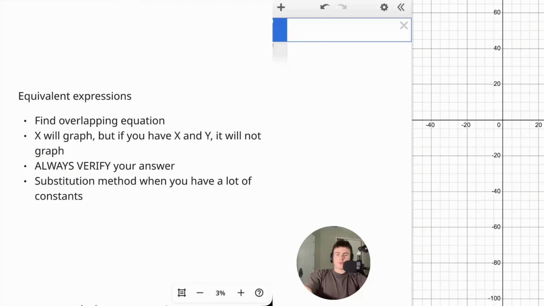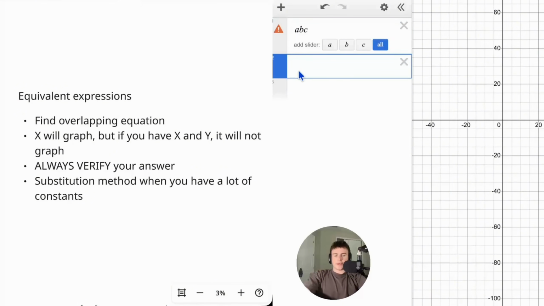Now, lastly, substitution method if you have a lot of constants. For example, if you have A, B, and C, then you might use sliders, because you're probably not going to use X and Y when you have 3 constants. So you're probably going to do some sort of substitution or sliders, okay? General rule of thumb. For example, let's say you have A, B, C, and you're asked which option is equivalent.